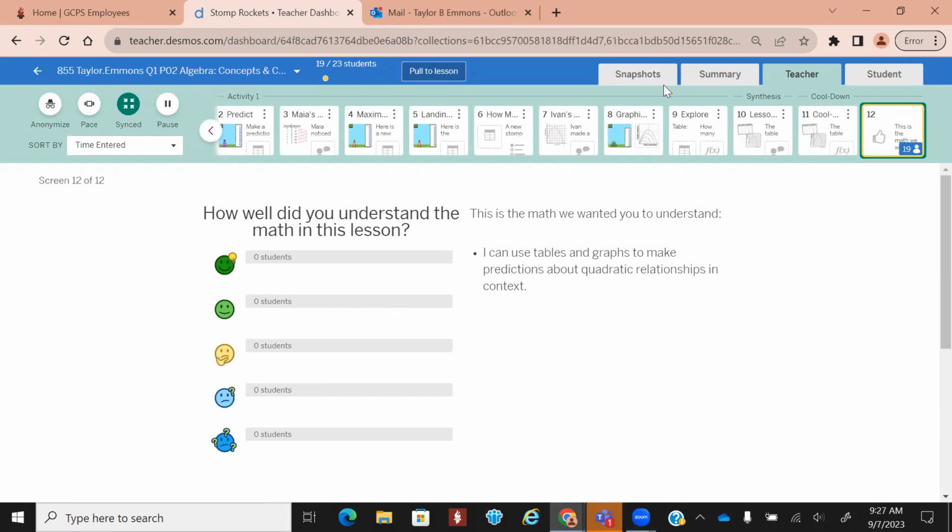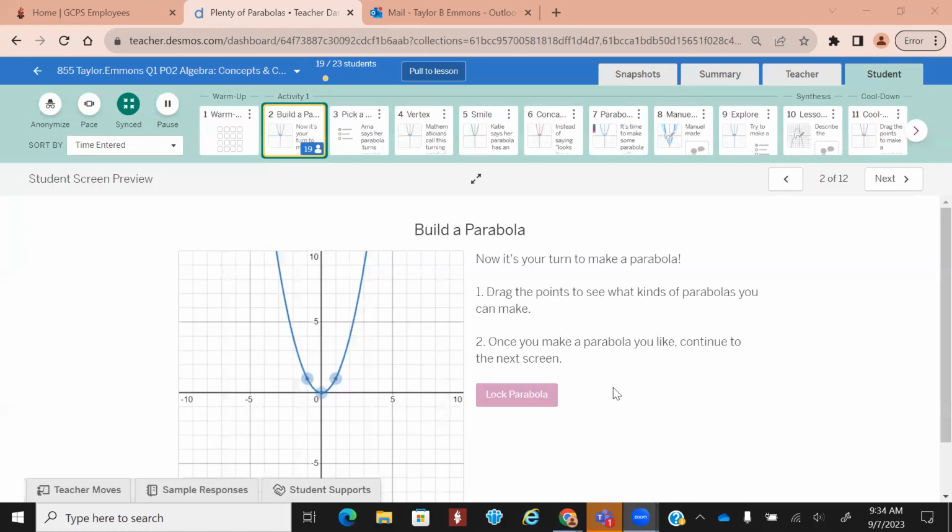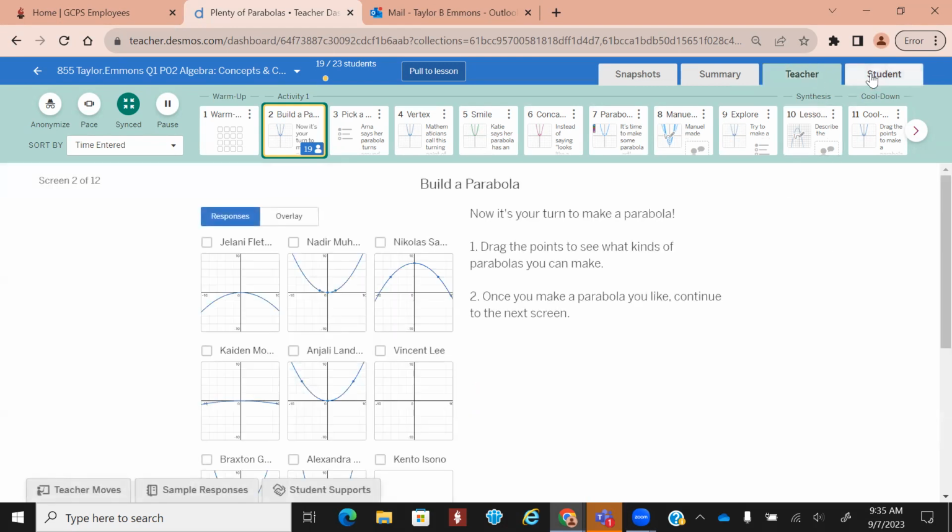How well did you understand this? So now it's your turn to make a parabola. Drag the points to see what kinds of parabola you can make. Once you make a parabola you like, continue on to the next screen. So make a parabola, and hit block parabola. Do it, do it, do it. Hurry up. Okay, good.